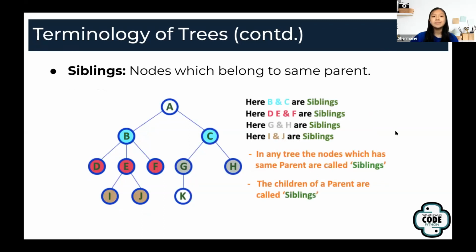Next, we look at what are siblings. Siblings are nodes which belong to the same parent. So B and C are siblings, D, E, and F are siblings, G and H are siblings, and I and J are siblings. So in any tree, the nodes which have the same parent are called siblings. The children of a parent are called siblings.